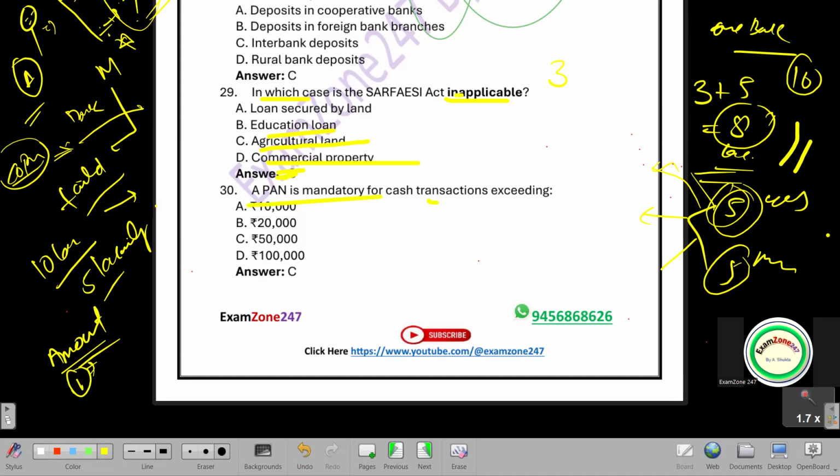PAN is mandatory for cash transactions above which amount? PAN is mandatory for which amount? Yes, PAN is mandatory for 50,000.